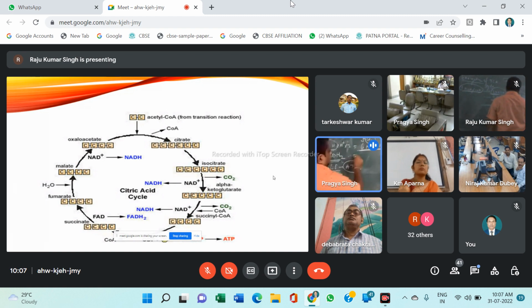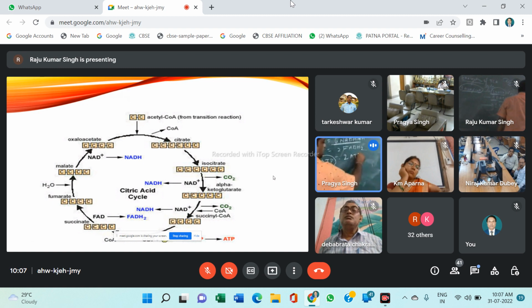Okay. Similarly, there will be 2 FADH2. With one substrate level phosphorylation per cycle, again there will be formation of 2 ATP there.